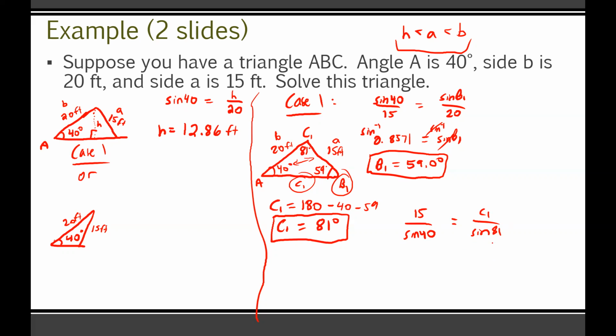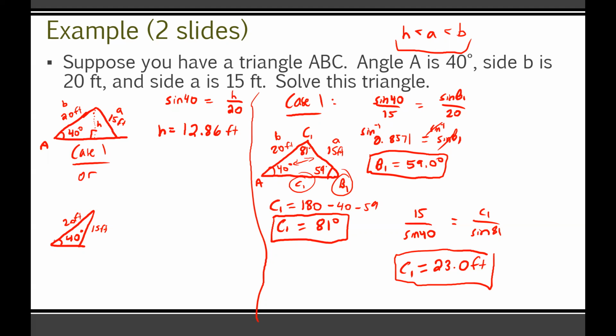To solve for little c1, we just need to multiply by sine 81 on both sides. So sine 81 times 15 divided by sine 40. This is going to give me, to the nearest tenth, it's actually a nice whole number again this time. That actually worked really well. Little c1 equals 23.0 feet. And that right there is going to be our answer.